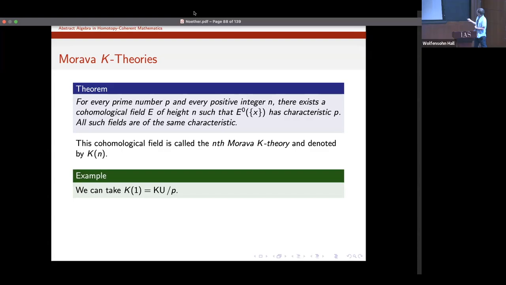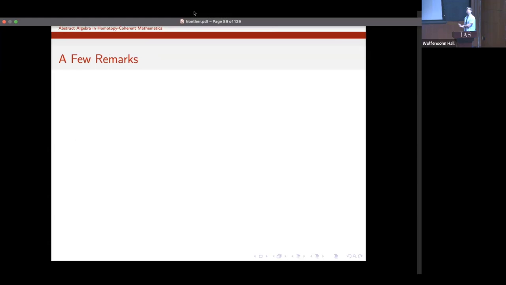They're named after Morava and they behave like K theory. They're higher K theories or generalized K theories. They specialize to K theory or K theory reduced mod P when you take n to be one. So let me make a few remarks about this.